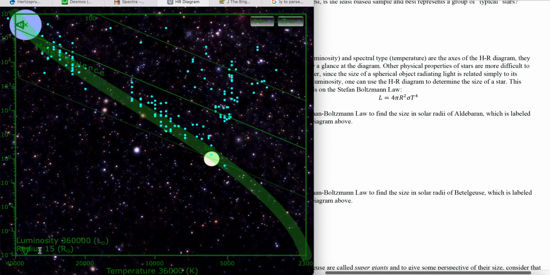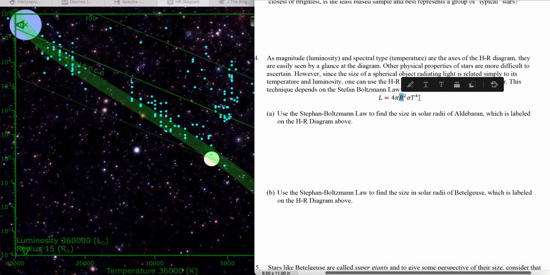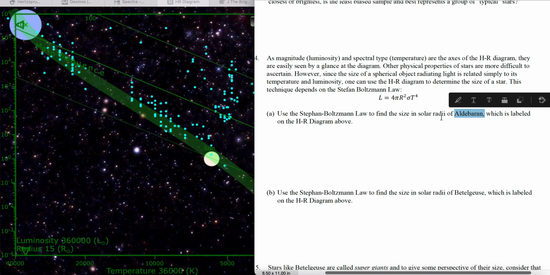Because both sheer size, because you have more area pumping out light, and heat are going to make things brighter. But which one's more effective in making things brighter? Heat, by far. In fact, it's the difference between a square relationship, R squared, and a power 4 relationship, temperature to the fourth. So you're going to use this version of the Stefan-Boltzmann law to find the size in solar radii of Aldebaran. See, that was a star we talked about a little bit, but I never talked about the size. So you're going to find the size.